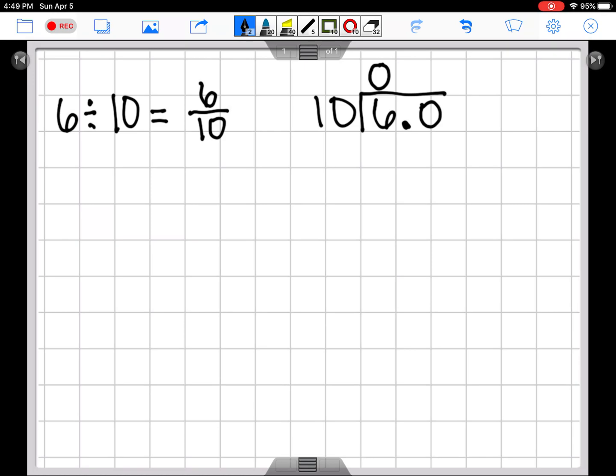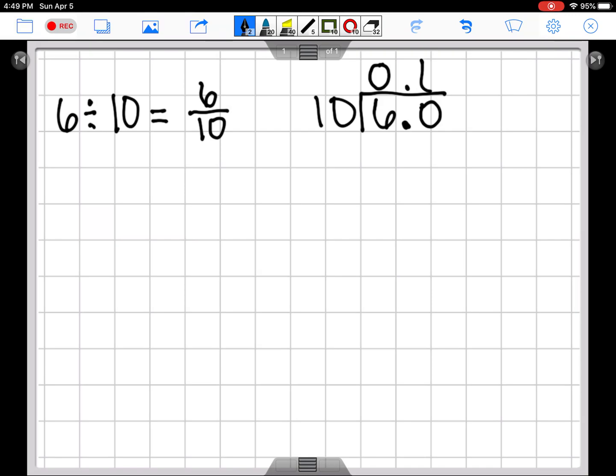Right away, anytime we put a decimal into our dividend, we also want to put it into our quotient in the exact same place. It's always going to go in that exact same place. So there it goes. Pop it right up. Now we can say 10 goes into 60 how many times? Or 10 times what equals 60?